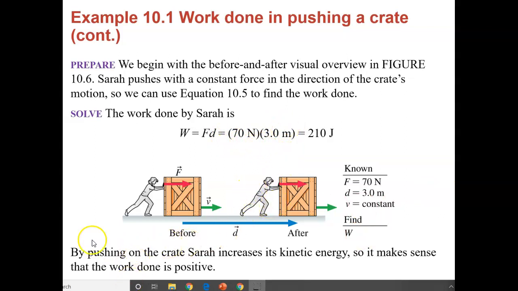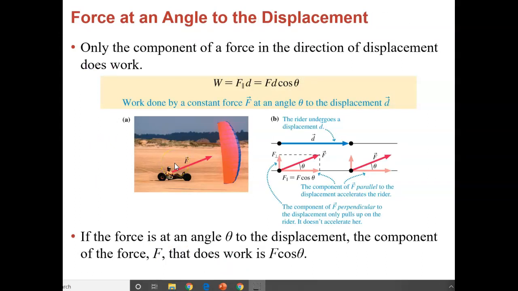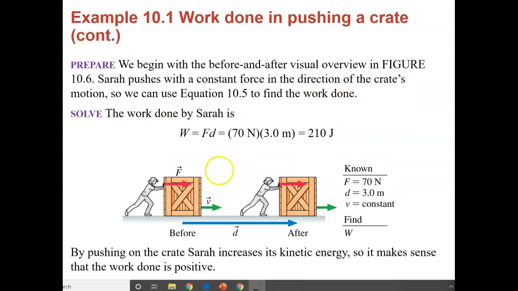Okay, so like it says here, by pushing on the crate, Sarah increases its kinetic energy, so the work done is positive. Now to do negative work, you're actually pushing against the direction of motion to make it slow down. Now, if we're looking at work done not horizontal, like this one, work was done in the same direction of motion.